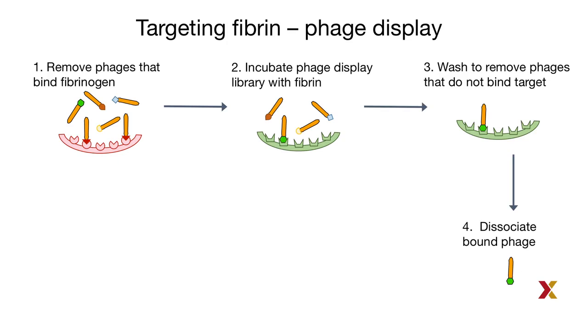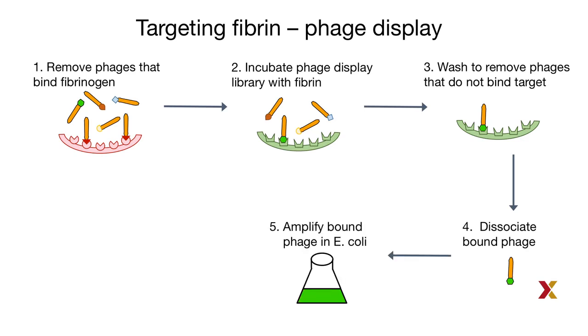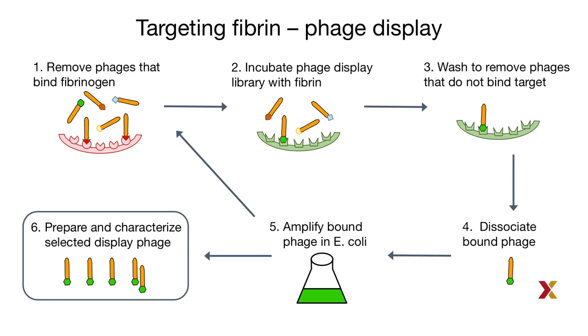Now since phage are virus and they're living, we can incubate them with bacteria, grow them up again in culture, and run through the process again. And by doing this over and over, we were able to engineer peptides that had high specificity for fibrin and low affinity for fibrinogen. We then characterized what these peptides were.